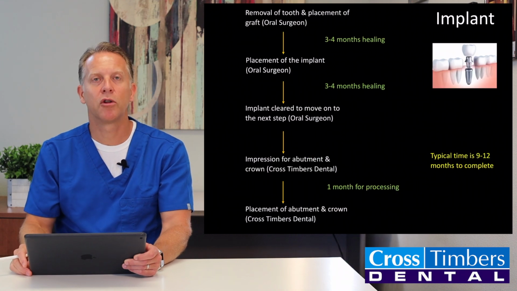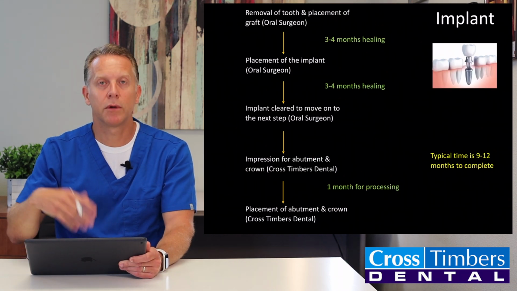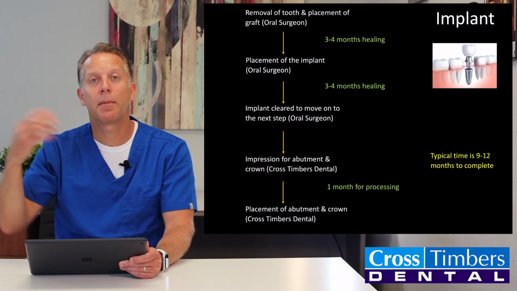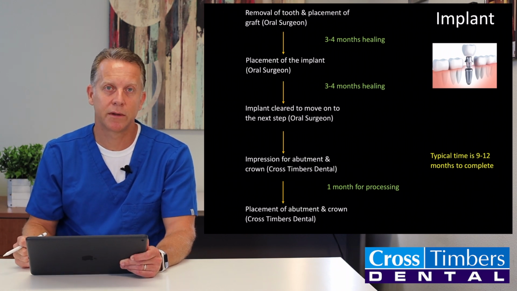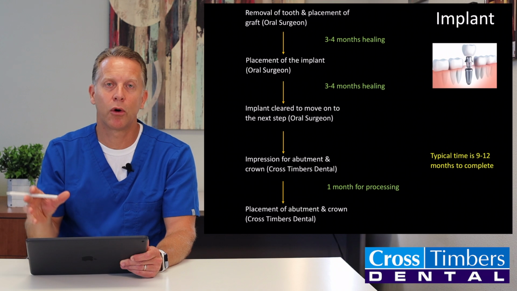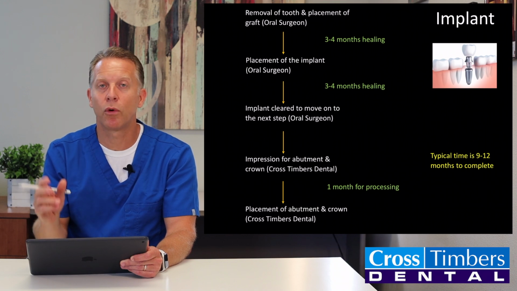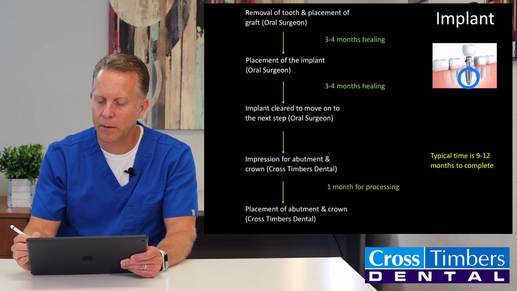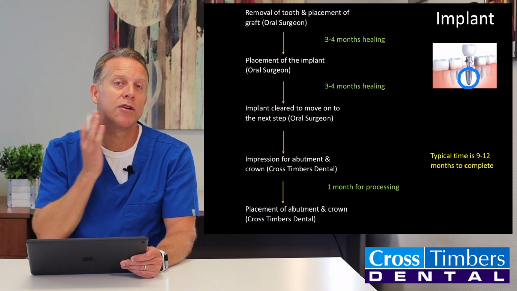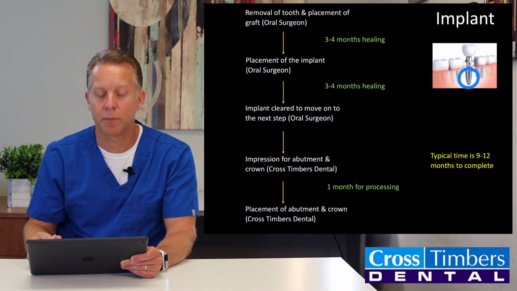With the implants, a little bit different process. The root, assuming that there's a root still there, has to come out, and then the bone has to heal. And that takes about 3 to 4 months. After that's done healing, or the bone has filled into that socket, the oral surgeon is going to then place the dental implant, this thing right here. They're actually going to place that down into the jaw where the tooth used to be.